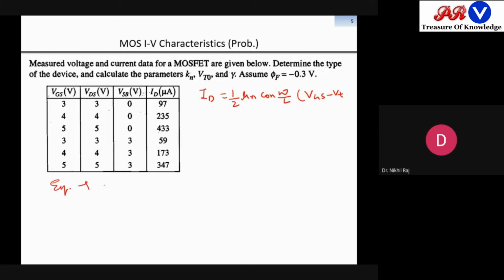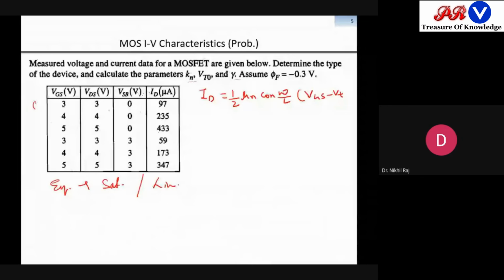So which equation to write? Whether we have to write the saturation equation or the linear equation, so that we can calculate the associated parameters. When we go for the analysis, we should know whether it is linear or saturation. So we'll check for this.